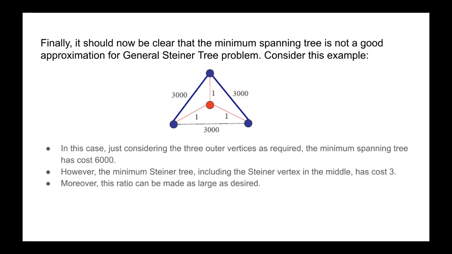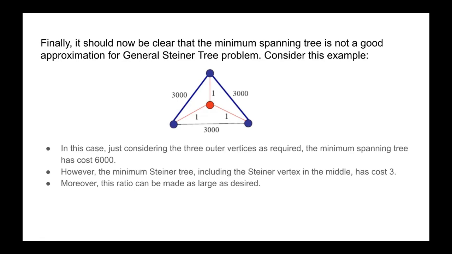So let's consider this example, okay? Just to make sure that the minimum spanning tree is not a good heuristic or approximation for solving the general Steiner tree problem itself. In this case, just consider the three outer vertices as required, right? The minimum spanning tree has a cost of like 3,000, because we'll be connecting all three vertices using any two of the edges. So in this case, the cost is 6,000, right? But the optimal solution in this case would be 3, because the edge weight from the Steiner vertex to each required vertex is just 1.